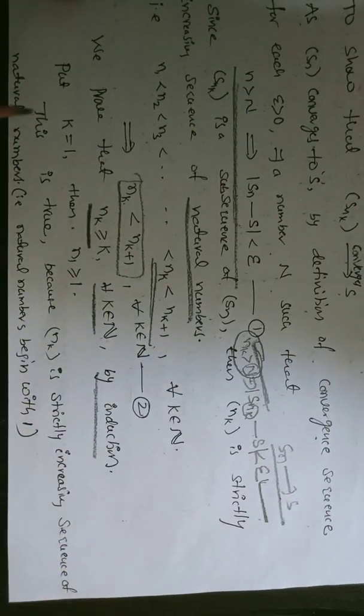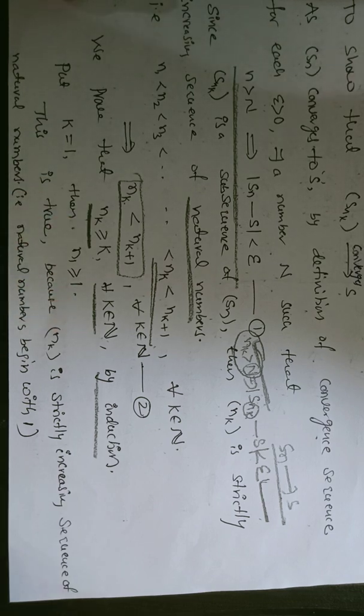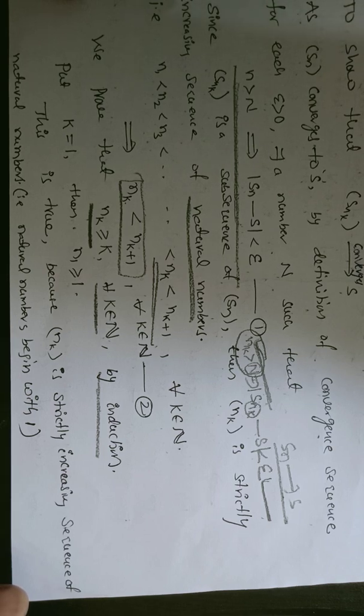This is for k is equal to 1. I am taking k is equal to 1. In the induction method, you know, suppose the result is true for 1, we assume the result is true for k, then we have to prove that the result is true for k plus 1. Here in place of k, I am taking k equal to 1. Then what happens? Here n1 is greater than or equal to 1.